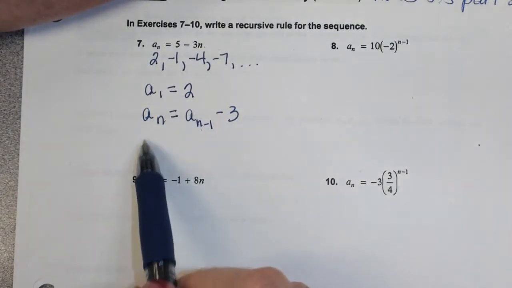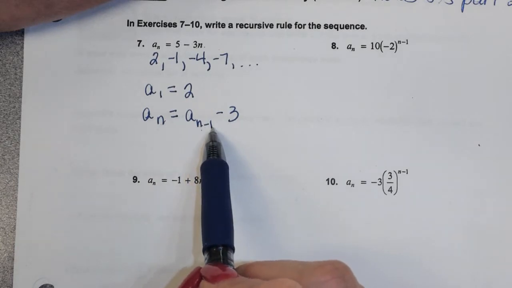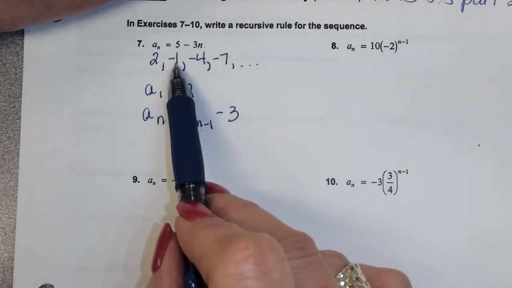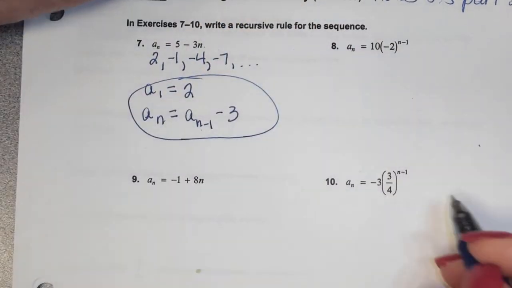So if I want to check this, I can say a sub 3 should be equal to 3 minus 1 is 2, a sub 2, which is this, minus 3, and it is. And we could check that over and over again if we wanted to.